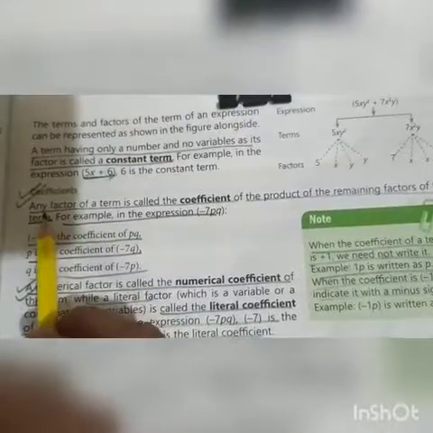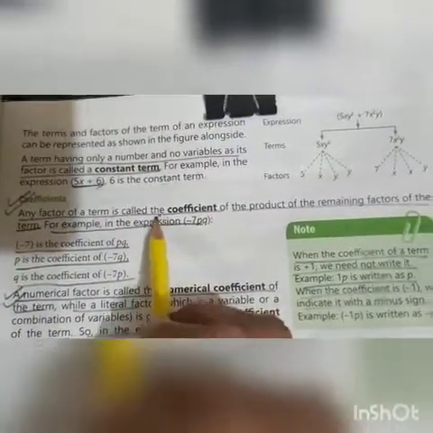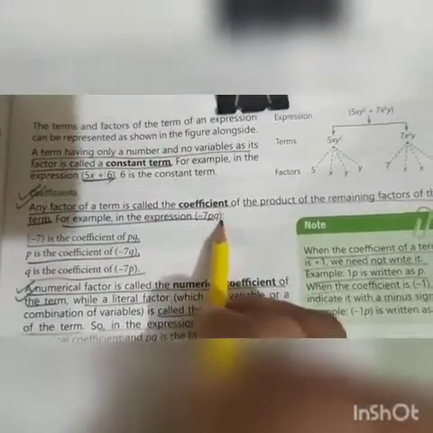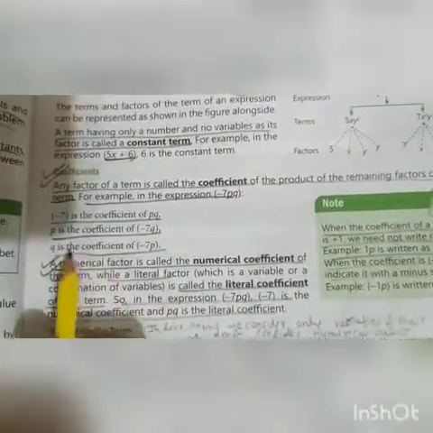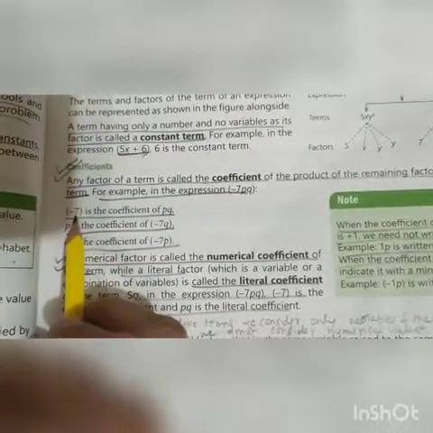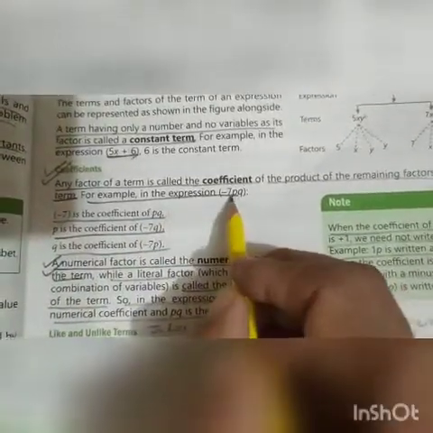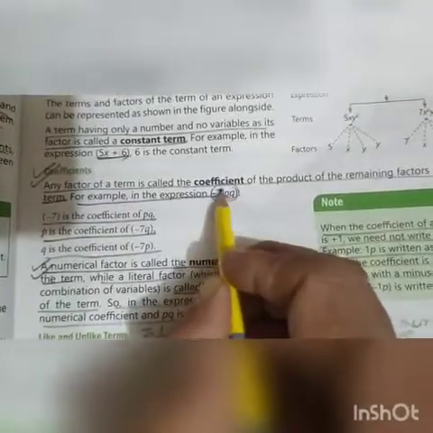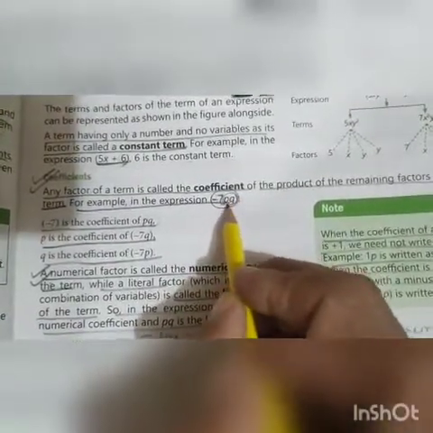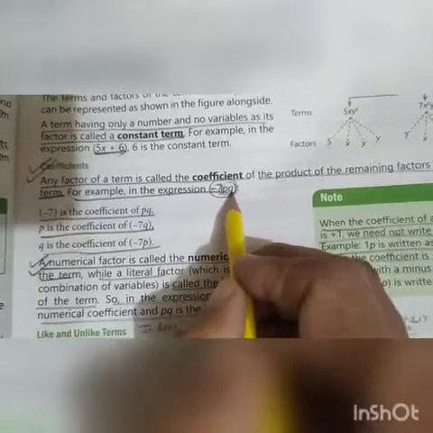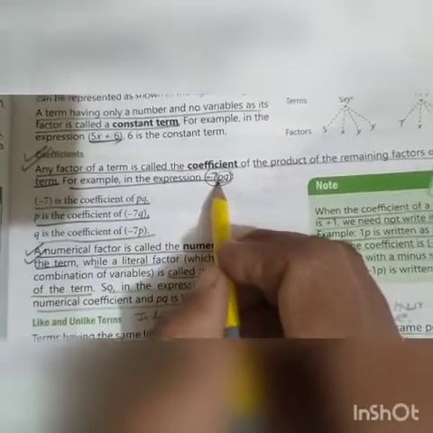Now come to coefficient. Any factor of a term is called the coefficient of the product of the remaining factors of the term. For example, in the expression minus 7pq, pay attention to this. It is very easy but needs some attention. Minus 7 is the coefficient of pq. We have the term minus 7pq. In this term, minus 7 is the coefficient of pq. P is the coefficient of minus 7q. Q is the coefficient of minus 7p.